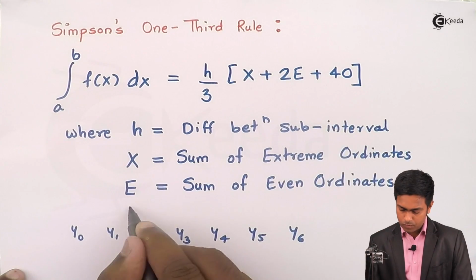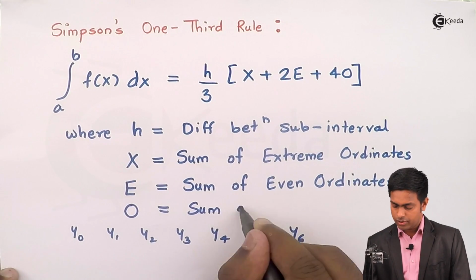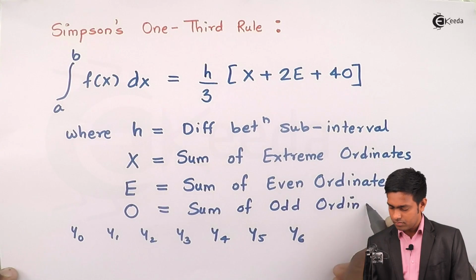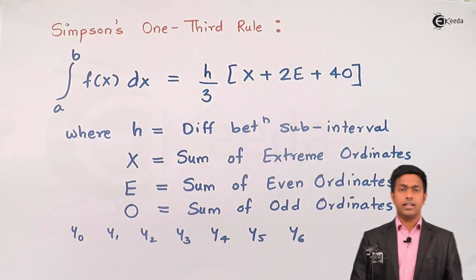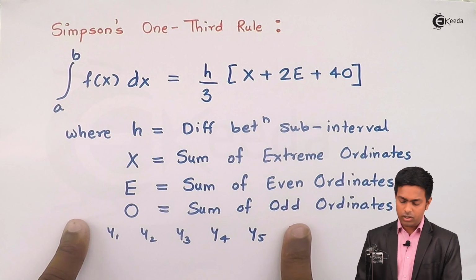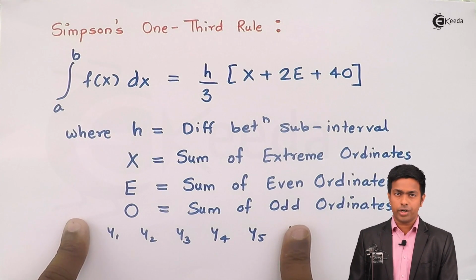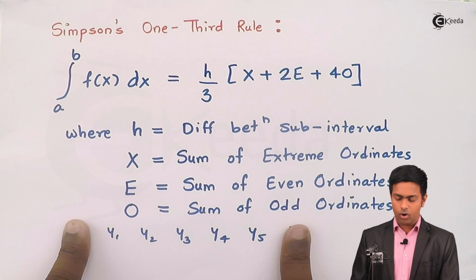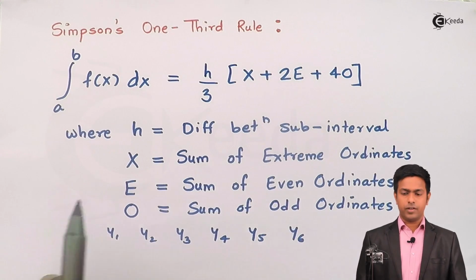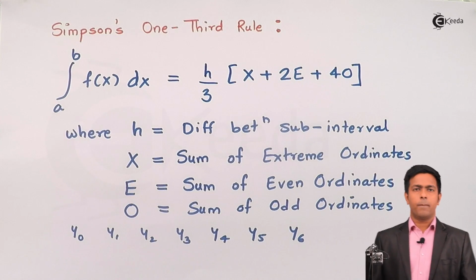Now what is O? O means the sum of odd ordinates. Again the same concept: the extreme ordinates are gone, and y2 and y4 are gone. What is remaining is y1, y3 and y5, and 1, 3, 5 are odd numbers. The sum of these odd ordinates will be called O. By putting all these values in the formula, we can get the value of the definite integral using Simpson's 1/3 rule.